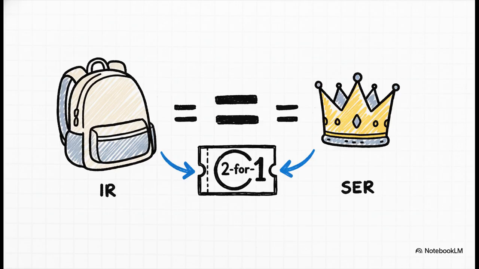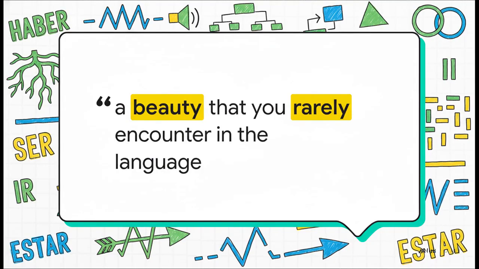This isn't a complication, you guys. This is a 2-for-1 deal. And this just shows a kind of hidden elegance, right? The source for this whole explainer calls this a beauty that you rarely encounter in the language, a perfect repetition right where you'd expect total chaos. So that's one piece of the code cracked, but there's more.